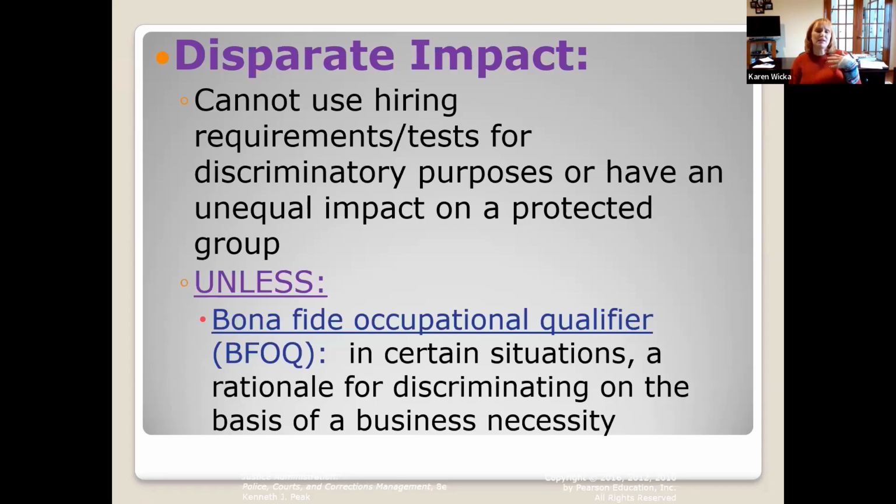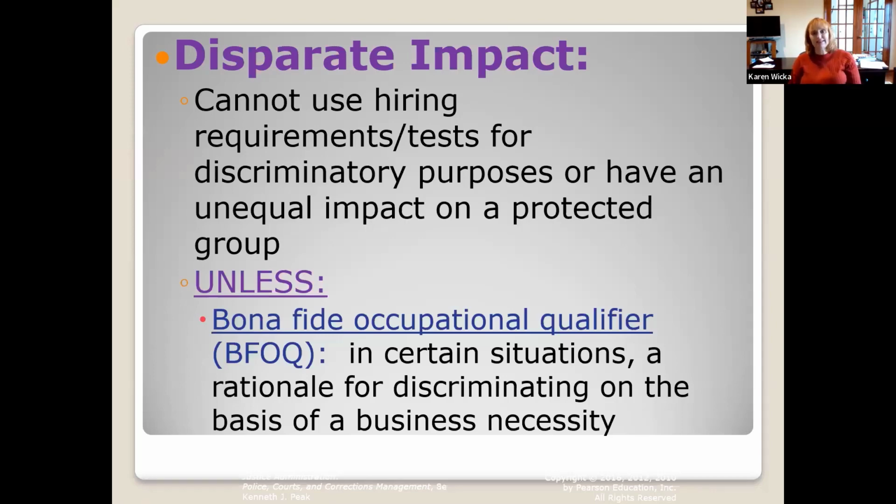You can't have what we call disparate impact. So you can't deliberately discriminate against them, but you can't have requirements that even ultimately lead to discrimination against that protected group. Now, there is one exception to this. This is what we call a bona fide occupational qualifier.